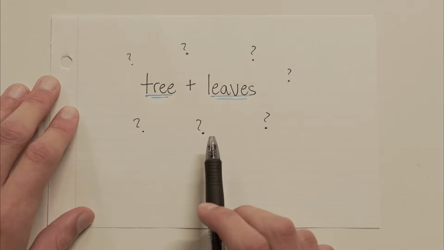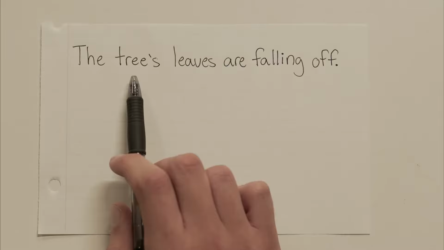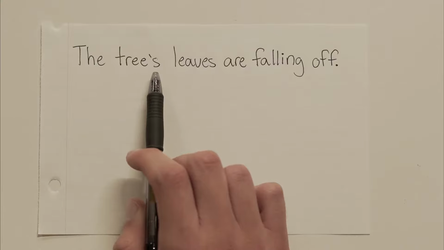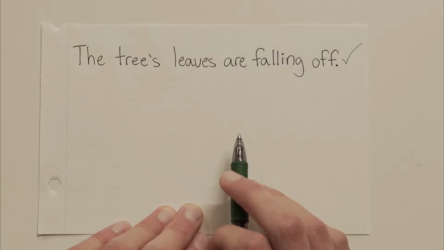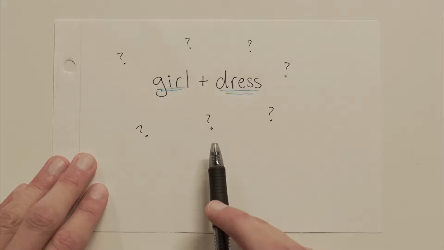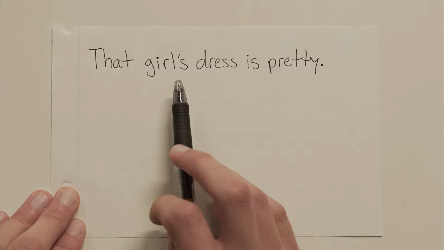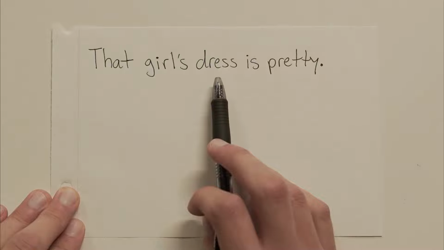And what if that one tree's leaves are falling off? Well, as long as there's just one tree, it's not about the number of leaves, we could write the tree's leaves are falling off. One tree, so I add apostrophe S, and then I put the thing that the tree possesses right after that. And what if that one girl had a pretty dress? Well, again, if it's just one girl, we could write, that girl's dress is pretty. One girl, so we add apostrophe S, and then we put the thing that the girl possesses right after that.